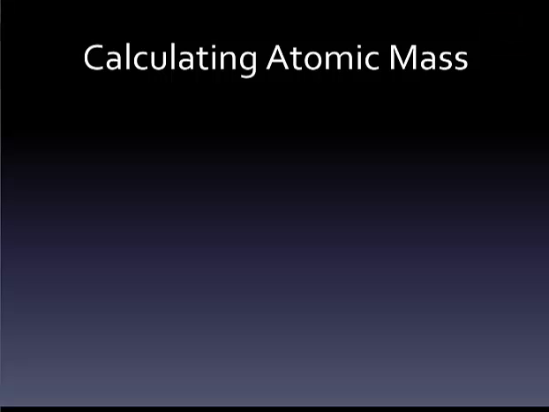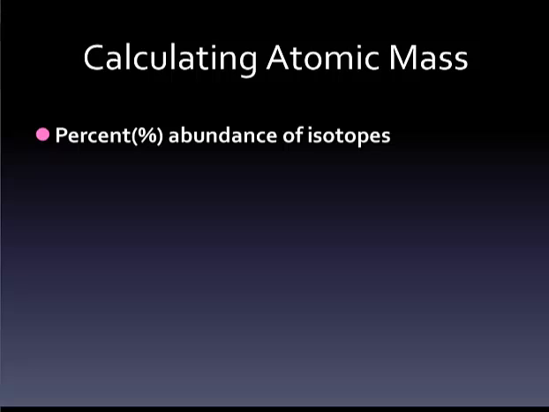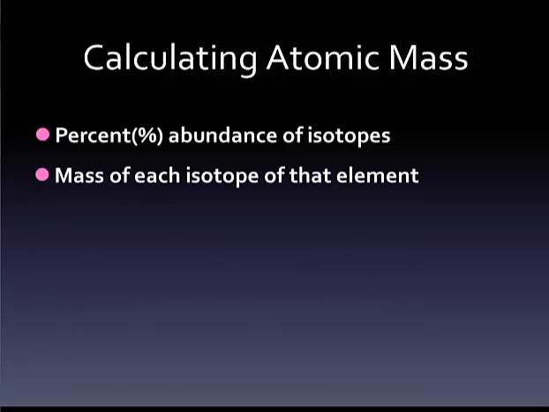Now, the way that we calculate atomic mass is we need a few things. The first thing we need to know is the percent abundance of isotopes, and that's a given value. That would be something that you could look up in the literature, and you need to know the mass of each isotope of that element. How many isotopes there are depends on the element. Some have 2, some have 3, some may have more. So you have to know what the masses of each of those are going to be.